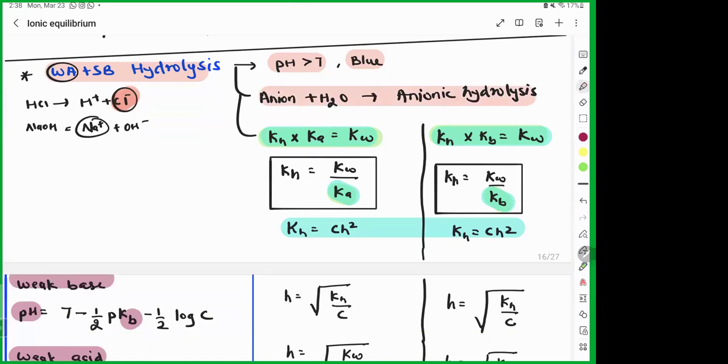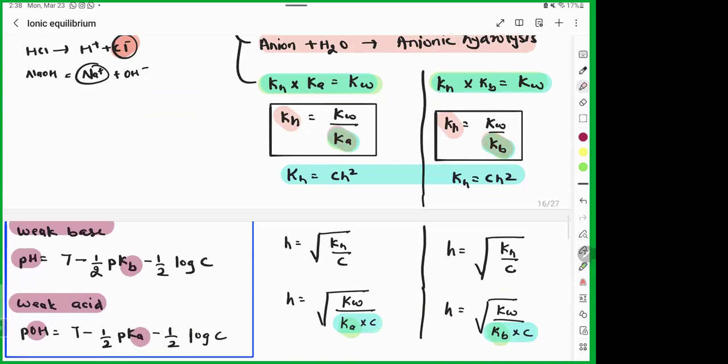In case of a weak acid, the Kh value will be Kw by Ka. In case of a base, the Kh value will be equal to Kw by Kb. Correct? So if you calculate hydrolysis, it will be equal to Kw by Ka into C. For a weak base, it will be Kw by Kb. Everything else is exactly the same. For a weak base, because the acid is strong, that's why there is a negative sign.